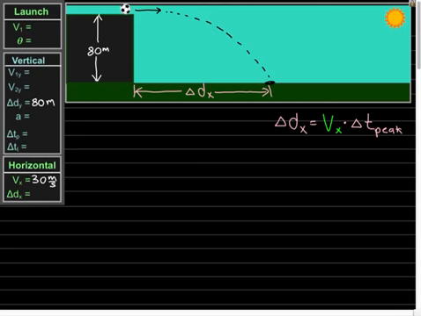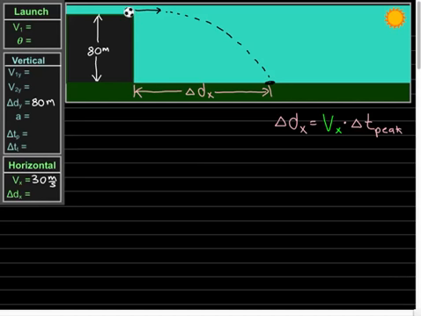Now the peak time means simply how long it's going to take to hit the ground. And it's important to note that no matter how fast the ball is traveling or how slow the ball is traveling horizontally, it's going to take the same amount of time to drop. So really the question is, how long would it take a ball to fall 80 meters?